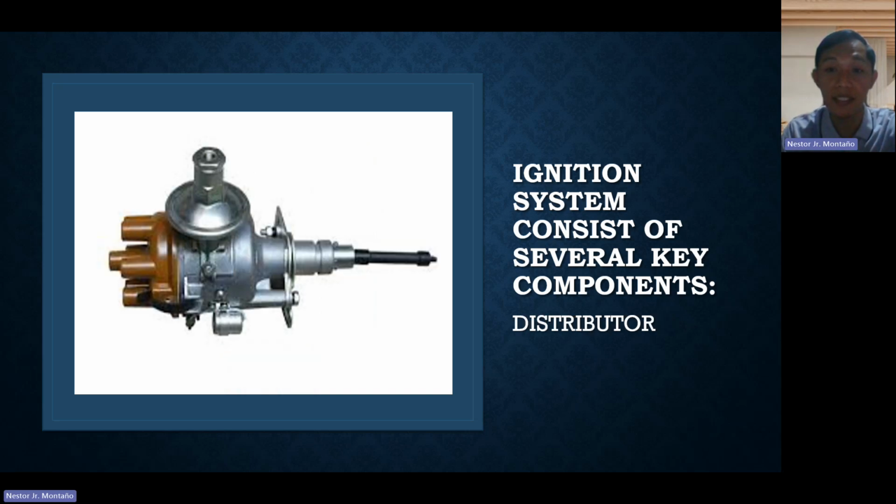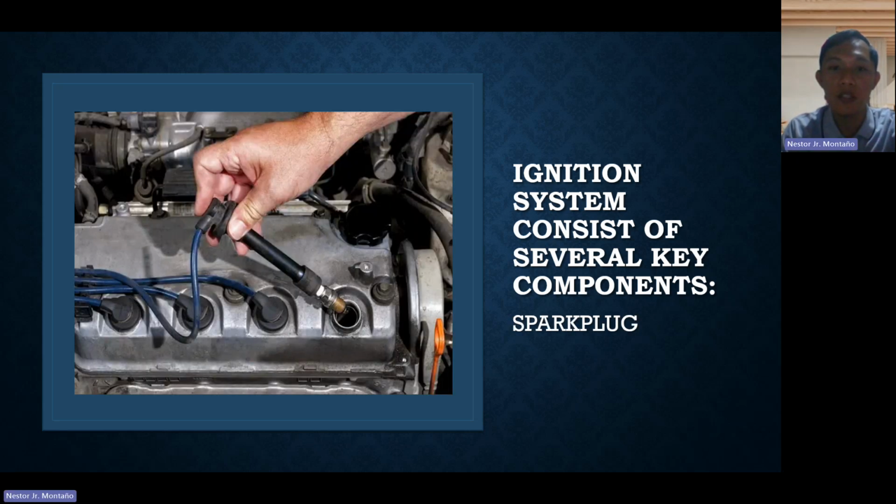Next is the distributor. The distributor in a conventional system distributes high voltage to the spark plugs. The last key component is the spark plug. The spark plug creates the spark that ignites the air-fuel mixture.